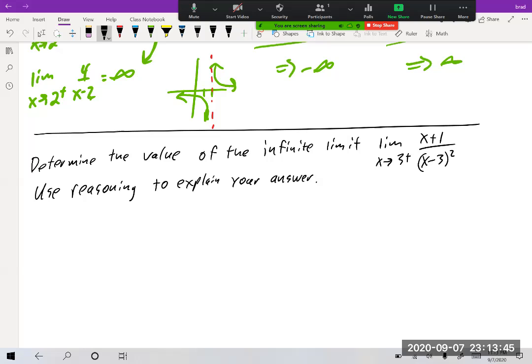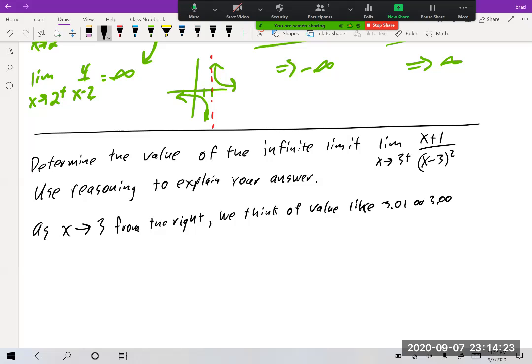All right, so hopefully you guys are back. So we have to use some kind of reasoning. So what I'd like to do is let's talk about as x gets closer and closer to 3 from the right. So as x approaches 3 from the right, we think of values like 3.01 or 3.00001 or something along those lines, right?